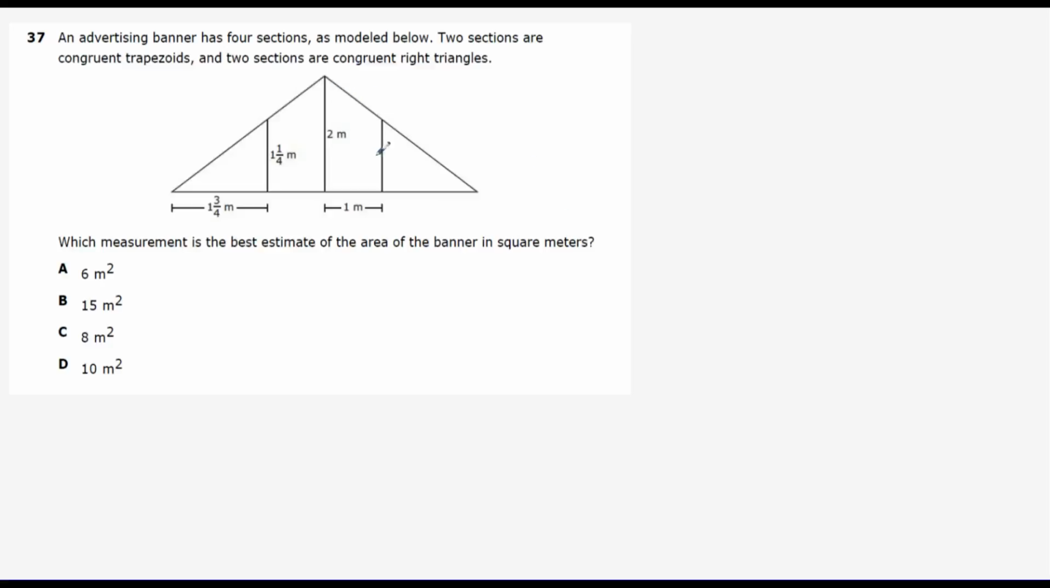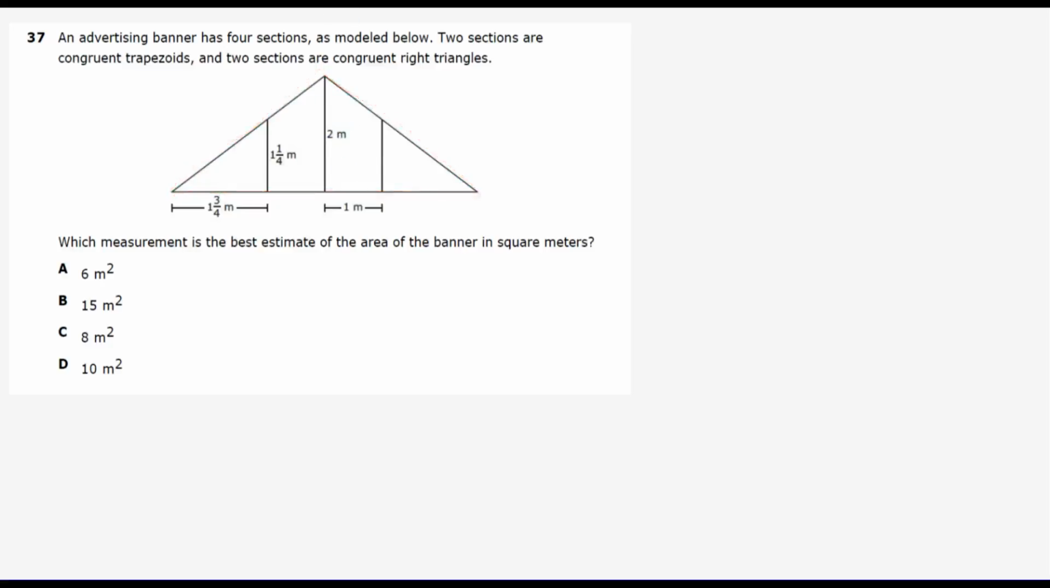We could find the area of this trapezoid, and then say it's the same as that trapezoid, and then find the area of this triangle and say it's the same as that triangle, and then add all 4 of them together, and that just sounds like no fun, right? But hopefully you recognized, well, these 2 congruent trapezoids and 2 congruent right triangles happen to make one big triangle, right? So why can't we just find the area of this one big triangle?